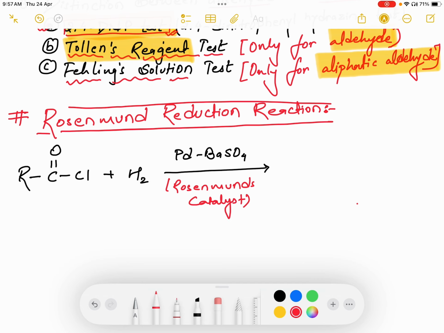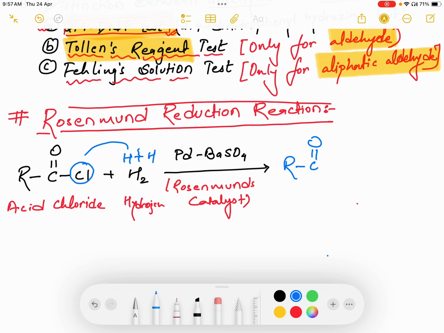So when acid chloride is treated with hydrogen in the presence of Pd-BaSO4, it will give us RC double bond O. The Cl group will be removed and the H single bond H bond will break. One of the H will come over here and another H will take away the Cl. So here we'll have H and there will be liberation of HCl. Here we get aldehyde.